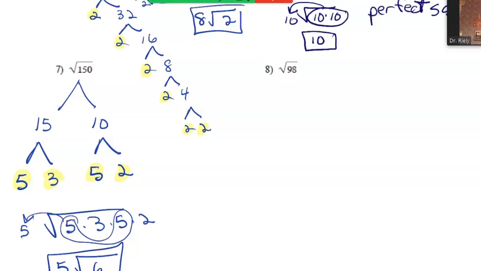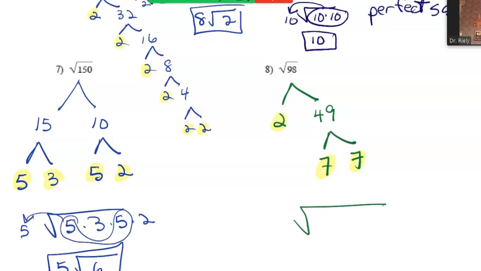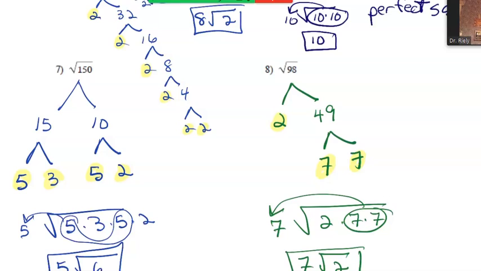Okay, one last one. Let's finish strong. 98. Okay, so 2 goes into 98 49 times. 49 is a perfect square. So 7 times 7 gives me 49. Here are all my ends. They go under a radical. And my pairs come out. 7 root 2. And we're done.